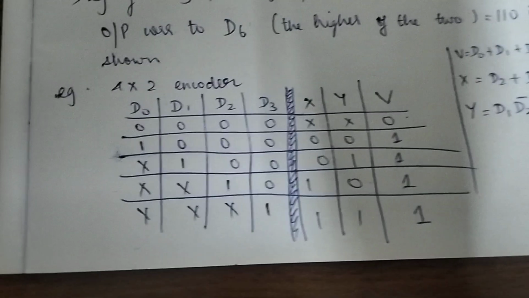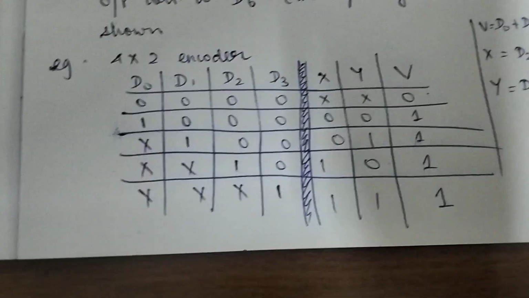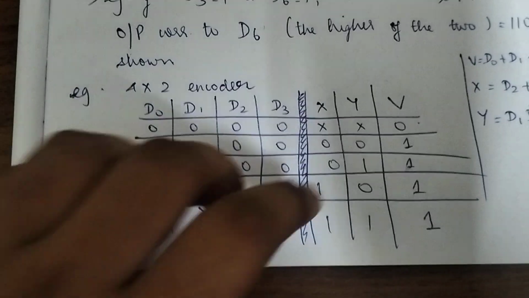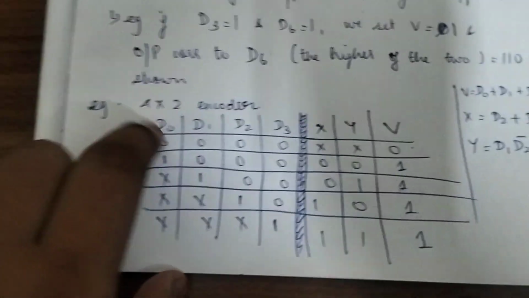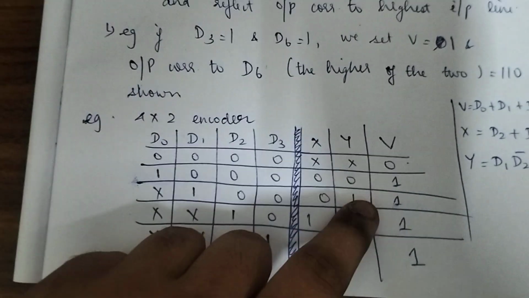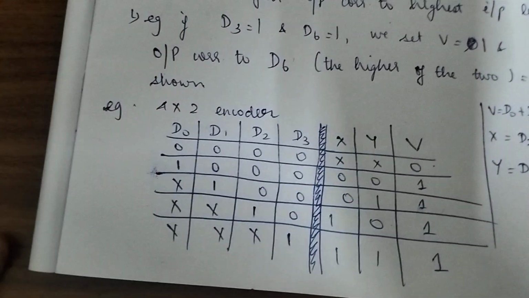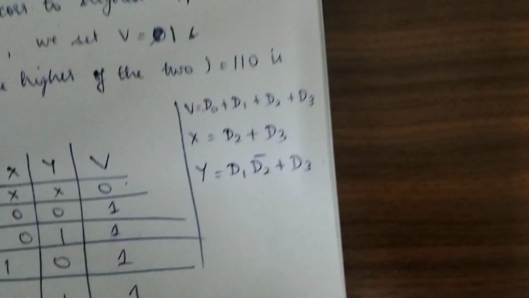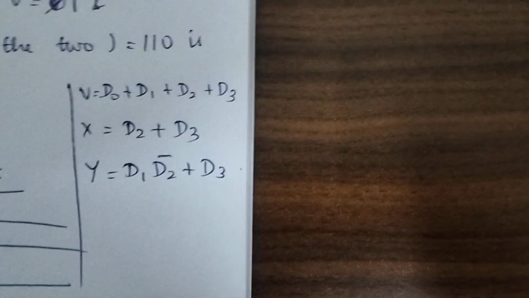I would invite you to pause the video here and try using Karnaugh maps to derive an expression for x in terms of d0, d1, d2, d3, one expression for y and one expression for v. When you derive, these are the expressions you will get.